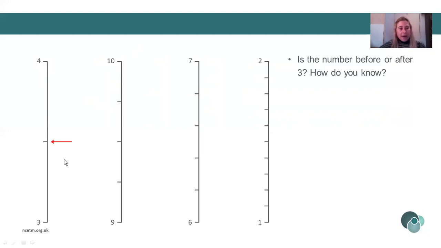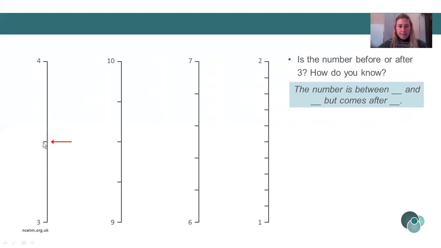Okay, so I'm showing you a red arrow on this first number line, and I want us to think about what the value of that interval, what the value of that line would be. So this is how I want us to think about it. Is the number before or after 3? And how do you know? Well, I can see that 3 is at the bottom and it goes up to 4. So the number that we're looking at is between 3 and 4, but it comes after 3. Now think about why it comes after 3. It's because 3 is the lower number, isn't it? After 3, but before 4.